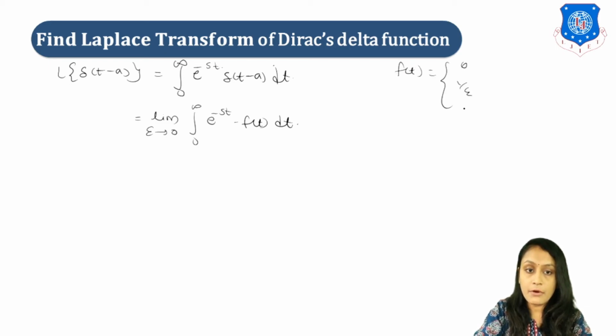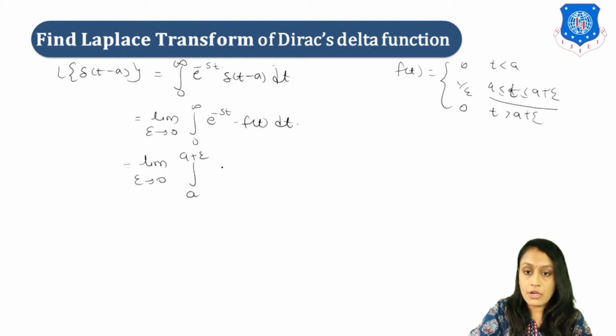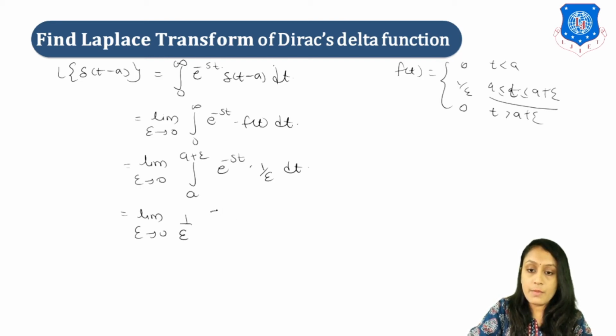Now we know that this function f t is 0 for t less than a, 1 upon epsilon for a to a plus epsilon, and 0 for t greater than a plus epsilon. This is the function f t. So from this we'll get only this interval, and in this interval answer of f t is 1 upon epsilon. So this is limit epsilon tends to 0 here from a to a plus epsilon e raised to minus st, and f t is 1 upon epsilon dt. We'll take this 1 upon epsilon outside, and integration of e raised to minus st is e raised to minus st upon minus s, and the limits are a to a plus epsilon.